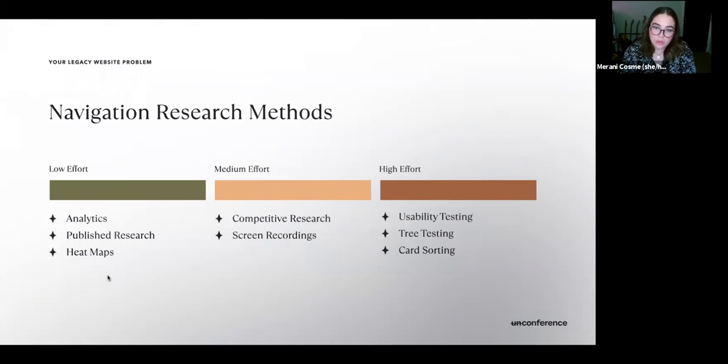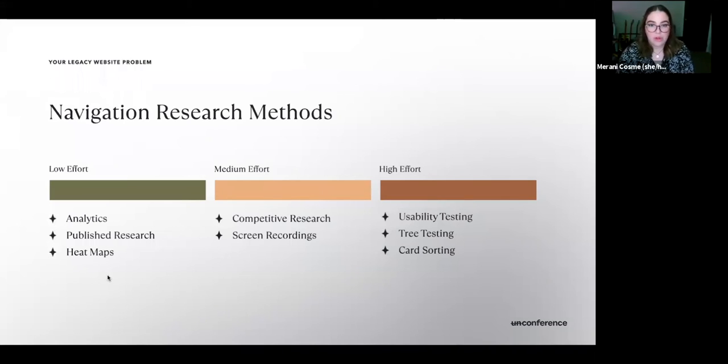Another thing you could do that is relatively of low effort is to look at some published research. This is a great way to see what are some best practices when it comes to a site navigation, and you can adapt your site to have a navigation that is supported by that research. And lastly, for our lowest effort, we could look at heat maps using tools like Hotjar, or I know there's others out there, but this allows you to see what users are clicking on in your site.